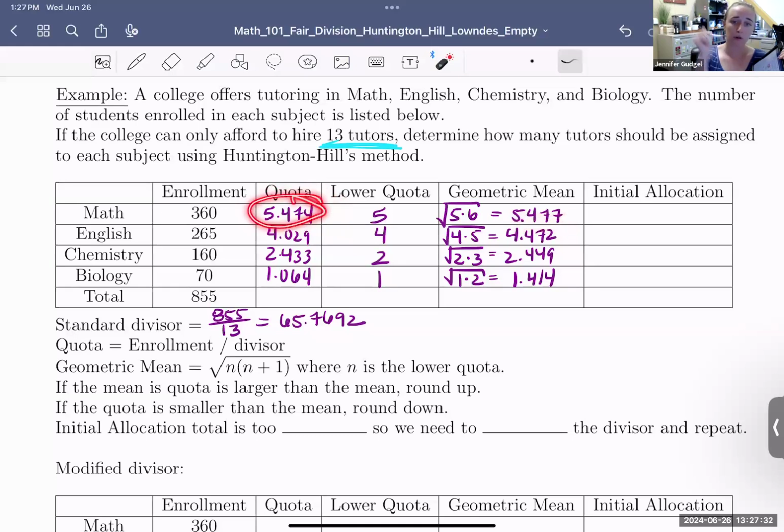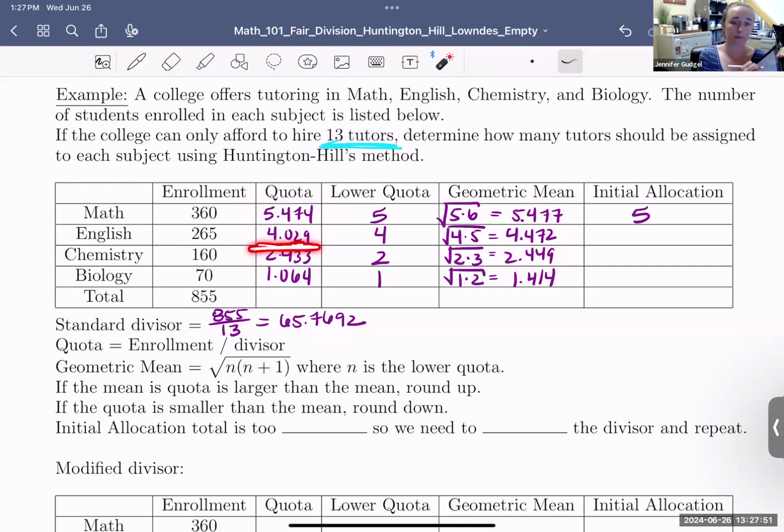If it's lower, we round down. If it's higher, we round up. So lower or higher? Well, this one is lower. It comes down to that third value because we were tied for both of the first two values. So lower, we round down to 5.